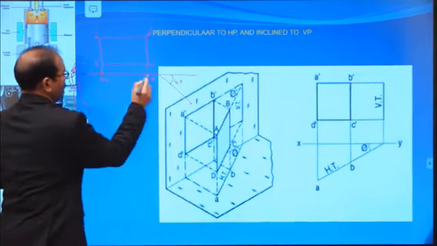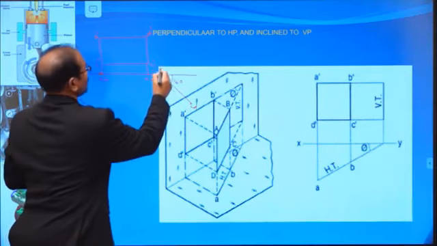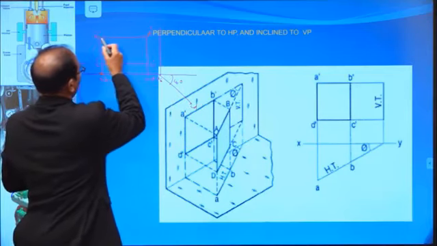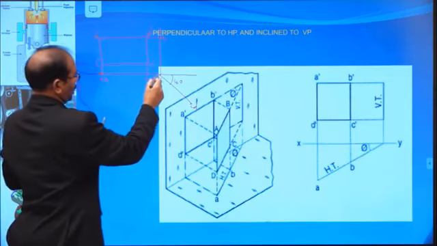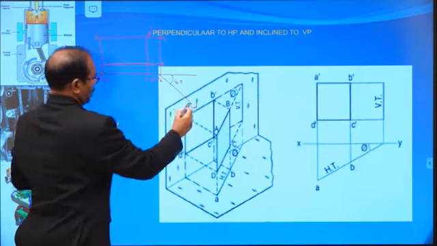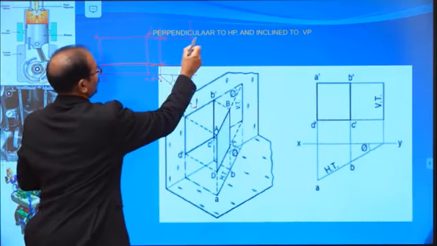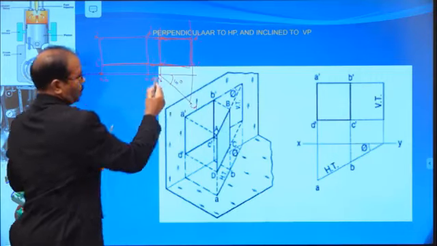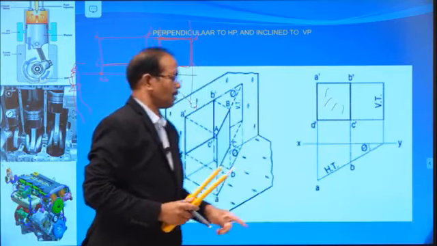Now name all the points: a, b, c, d. Project. Where is a? From a draw a line to the horizontal line; say this is a1 dash. Then b to the horizontal line, b1 dash. Then c to the horizontal line, c1 dash, and d to the horizontal line, d1 dash. Now this is your required shape, the final shape of this object.